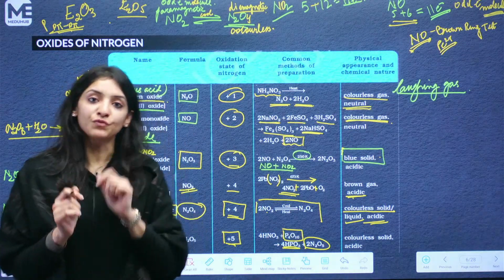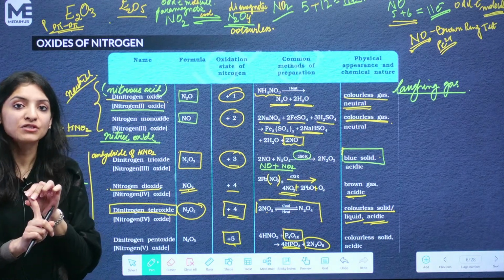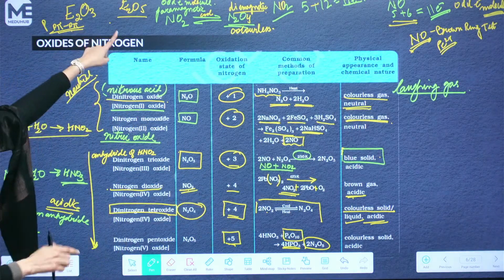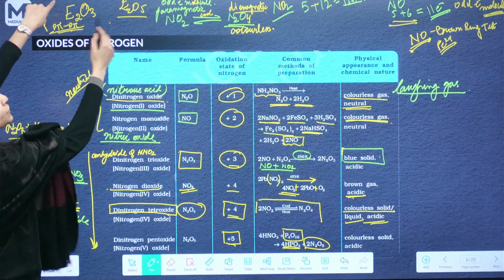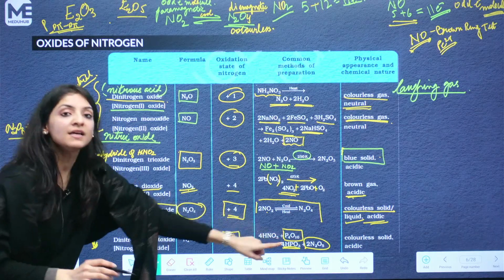P4O10 is a phosphorus oxide. P4O10 is a dehydrating agent. इससे हमें पता चल गया. अब you remember we spoke about the two types of oxide of phosphorus and nitrogen. So phosphorus के oxides are always present as dimers.